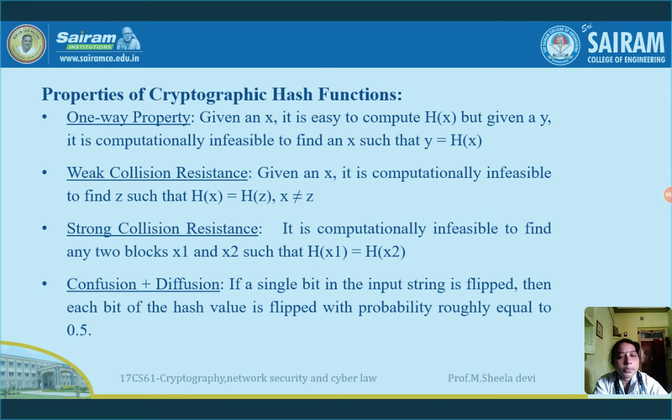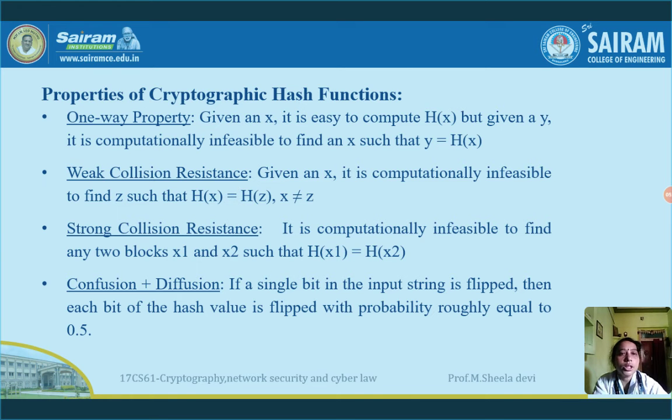So an unauthorized person cannot modify the message, because after applying hashing on the modified message, he cannot get the same hash value as you got on the old message. So it is called weak collision resistance. Next comes strong collision resistance.